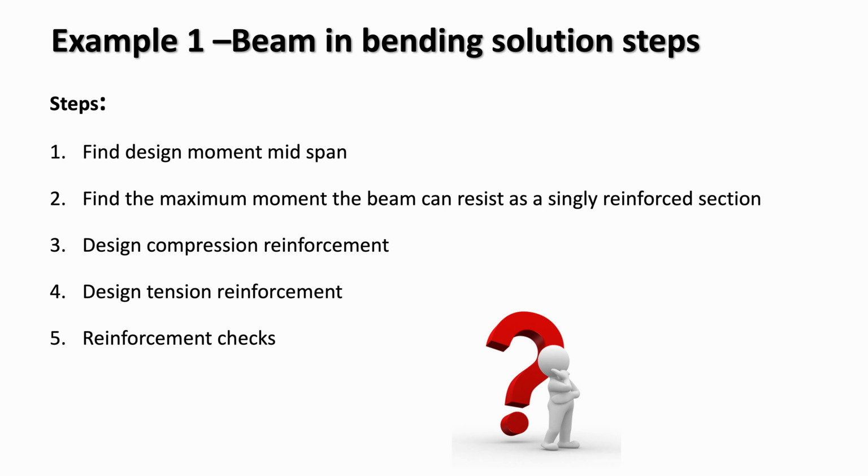First, we determine the design moment at mid-span from the applied loading. Then we compare that with the maximum moment the section can carry as a singly reinforced beam. This tells us immediately whether compression steel is required. If it is, we size the compression reinforcement first, because it balances the excess moment beyond the concrete's capacity. Once that is known, we can complete the design by determining the required tension reinforcement. And finally, we can carry out the standard reinforcement checks to ensure the section satisfies all code requirements.